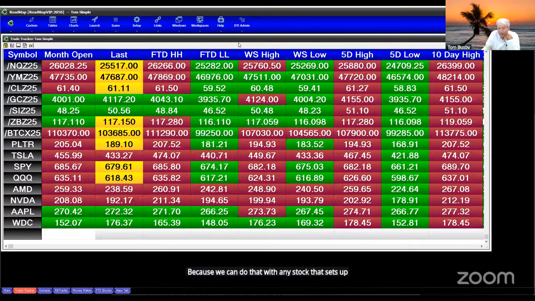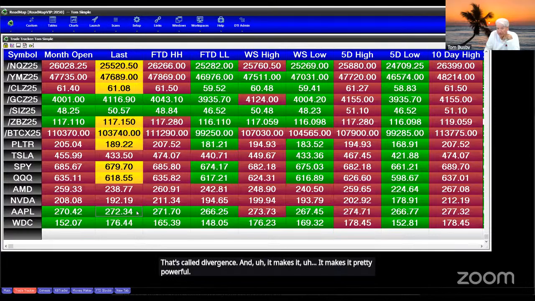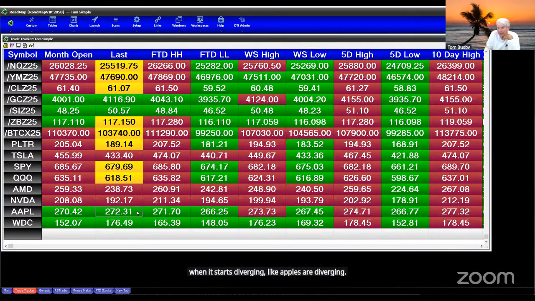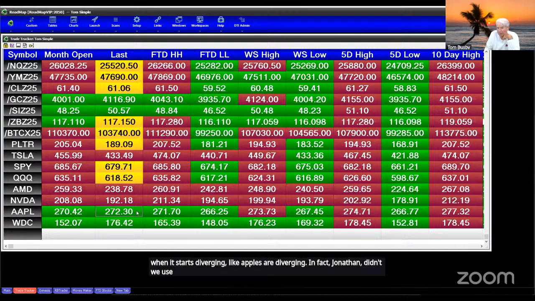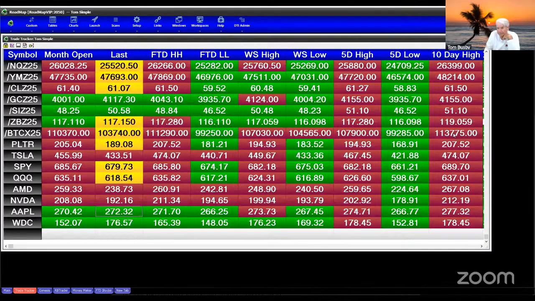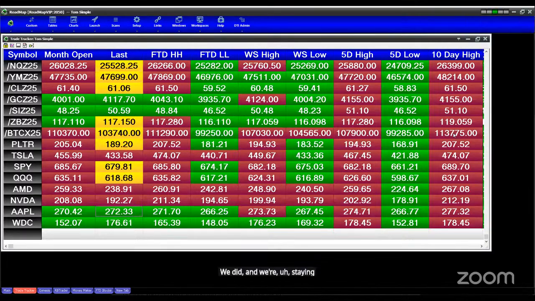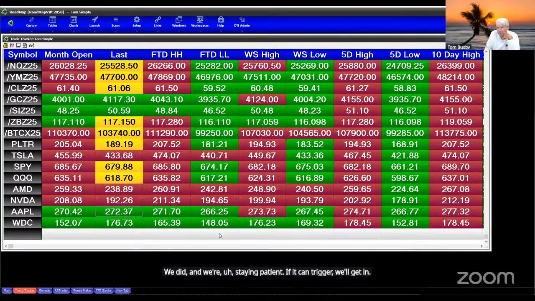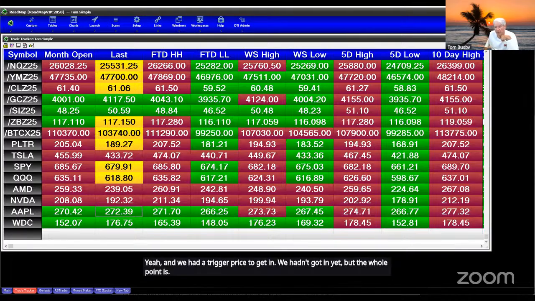Look at Apple. Apple right now is moving higher in a market that's not going up. That's called divergence. And it makes it pretty powerful when it starts diverging like Apple is. In fact, Jonathan, didn't we use Apple in a power program today? We did, and we're staying patient. If it can trigger, we'll get in. Yeah, and we had a trigger price to get in. We hadn't got in yet, but the whole point is it made the cut to go into our power program.